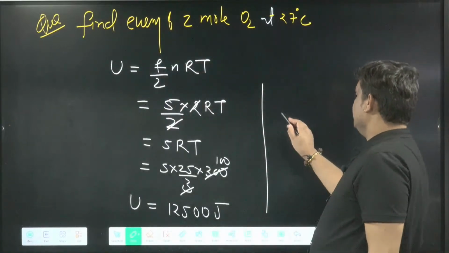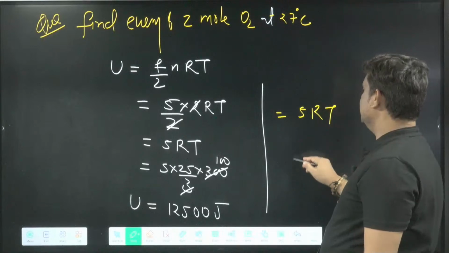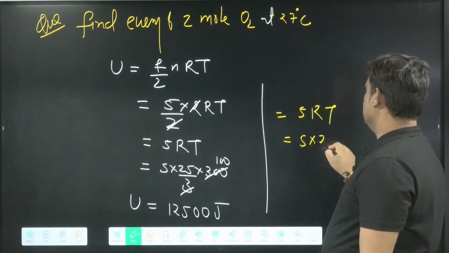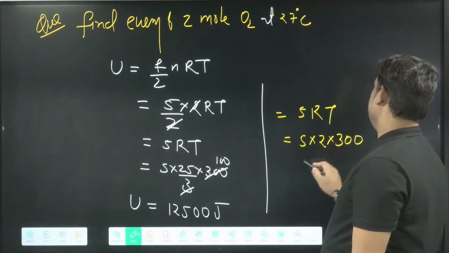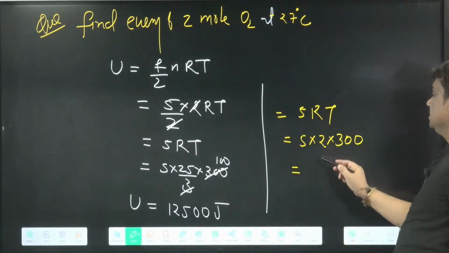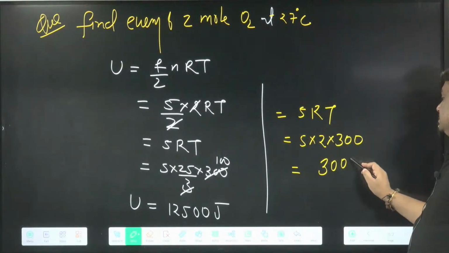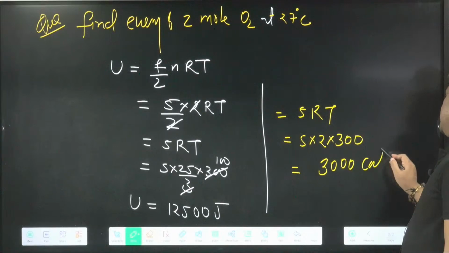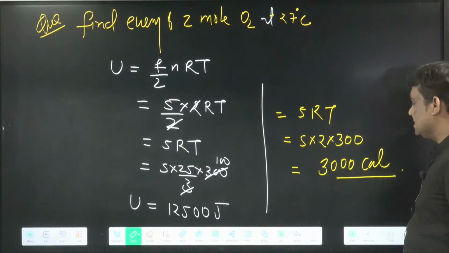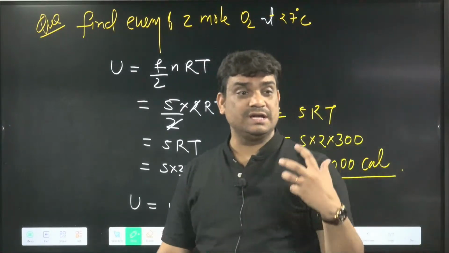So energy equals 5 RT here. I will put 5, R as 2, T as 300. So now how much does this become? 3000 calories. So they can ask in joules as well as calories in any question.